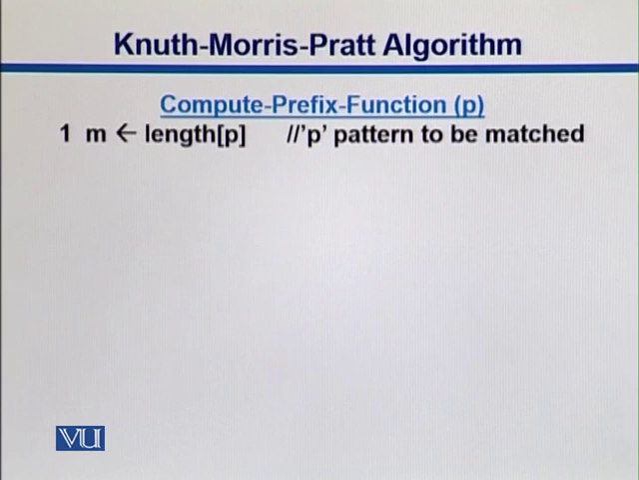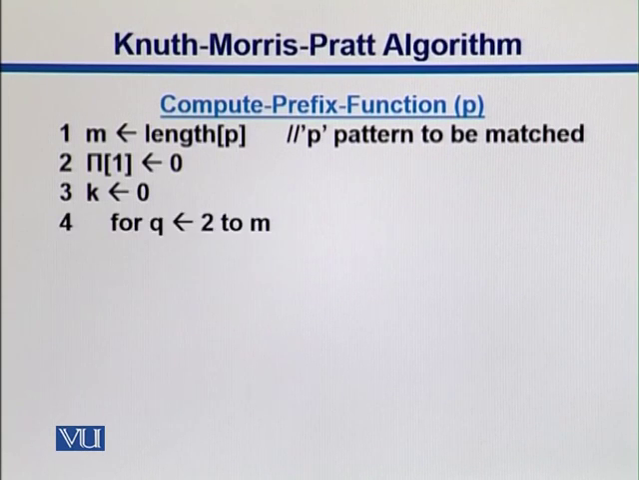Here is the algorithm for the first part, which is the compute prefix function. M is the length of P, and then we come up with this prefix function pi. We start with something which we call prefix or pi, and on its first index we set 0, so we initialize that. We take another variable k and we store 0 in it. We will use that later on.